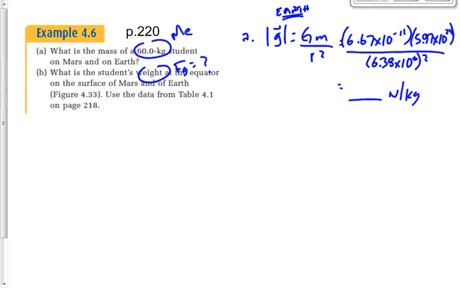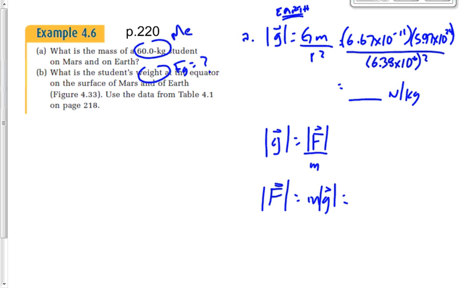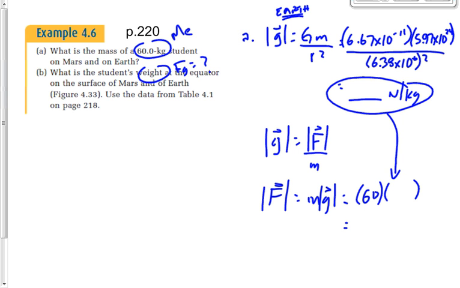We're looking for force. So then we can turn around and use the experiencer equation to solve for force. This time we're going to use the mass of the experiencer, which is a 60 kilogram student, multiplied by the gravitational field strength, and that's going to give us the force. Does that make sense? That's pretty much what we did in question number 3 for your practice problems, right? We do that again for Mars now. We've done it for Earth, we do it again for Mars.